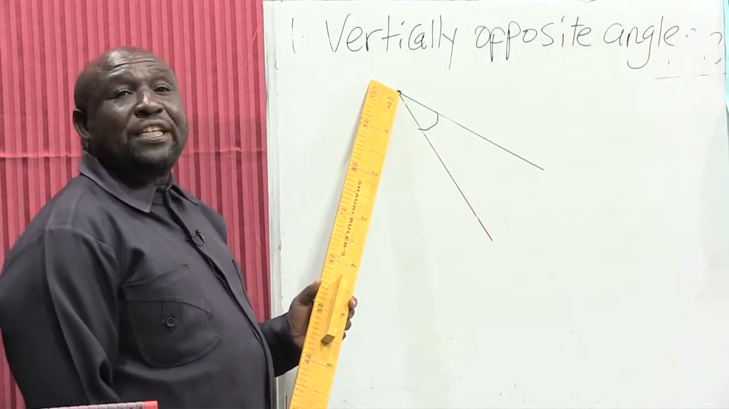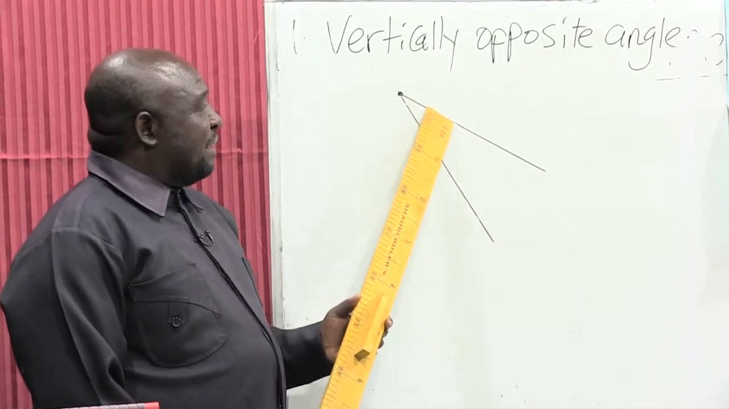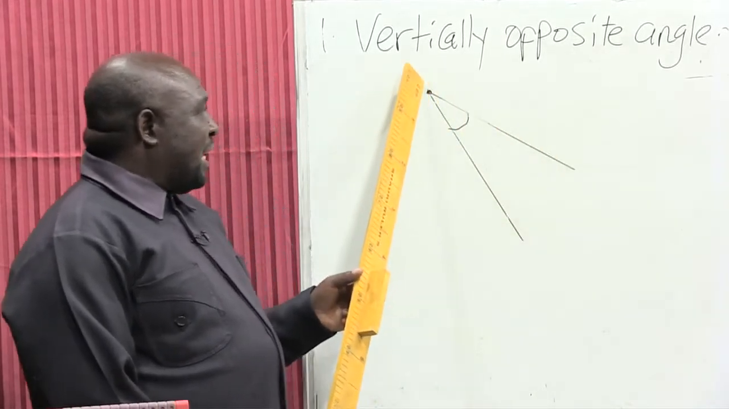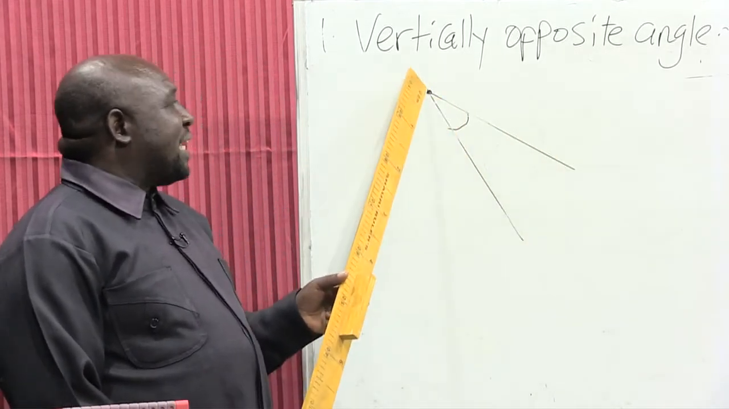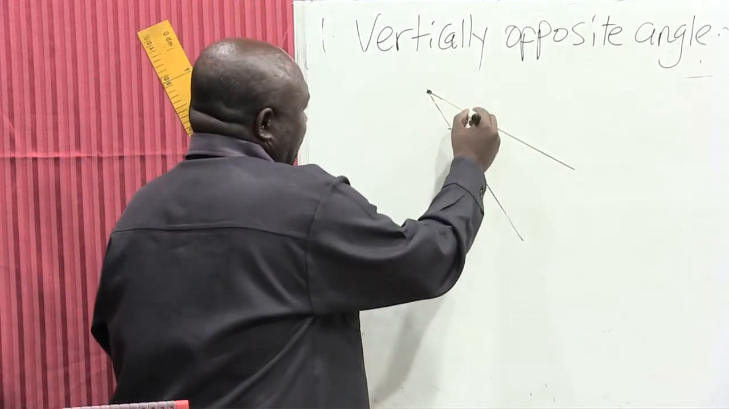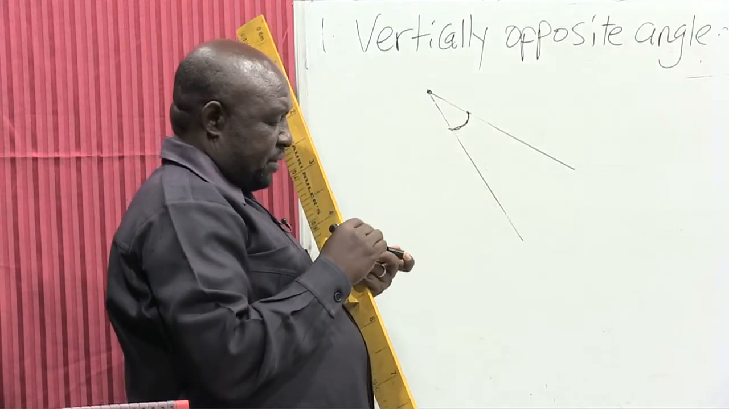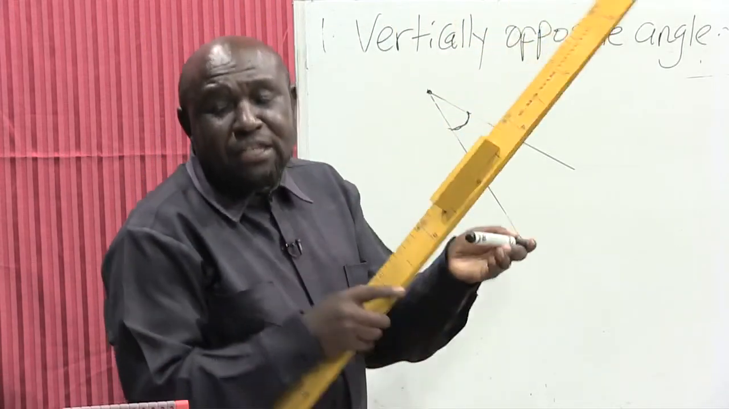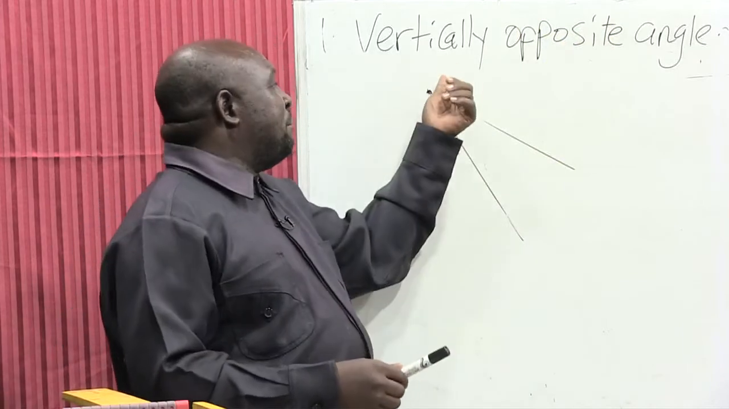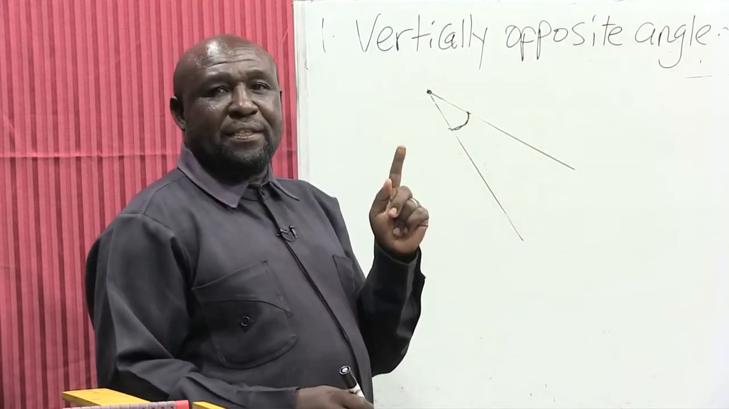This is the point of intersection. This line segment and this line segment meeting at this point, this angle is formed. So the angle is formed when 2 line segments meet at a point.